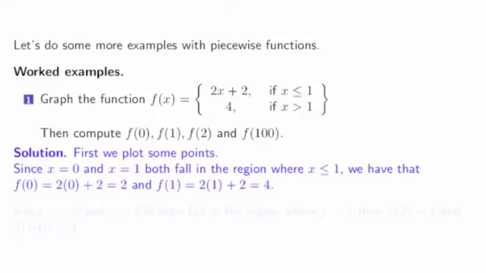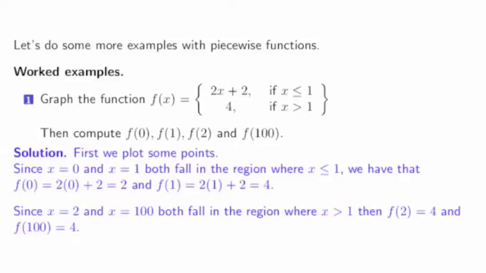If x is 0, we're obeying the first rule. X equals 0 and x equals 1 both fall in the region where x is less than or equal to 1, so we obey the first rule. So f of 0 is twice 0 plus 2, and f of 1 is twice 1 plus 2. Since x equals 2 and x equals 100 both fall in the region where x is greater than 1, we obey the second rule, so the output is 4 in both cases.